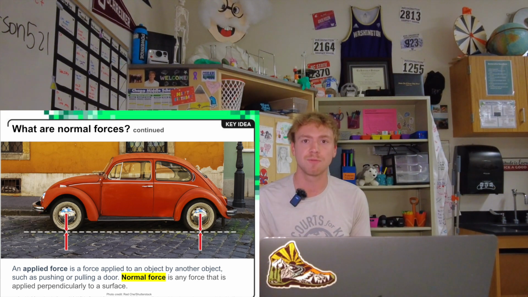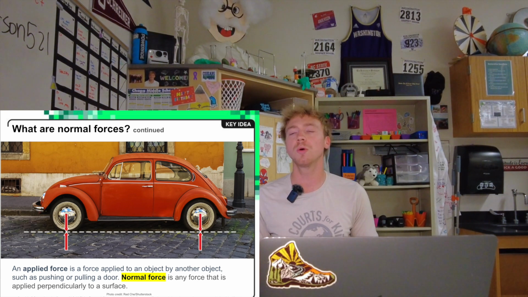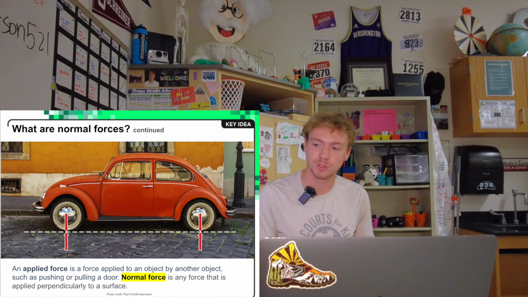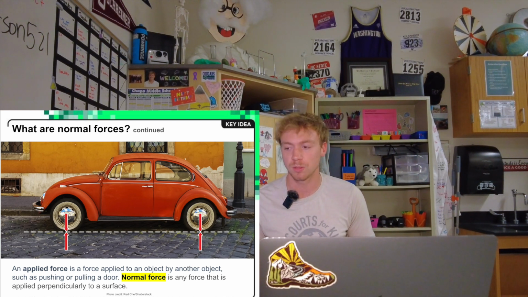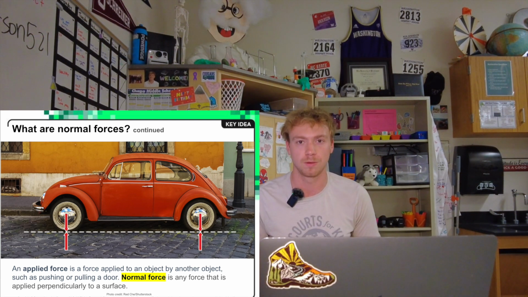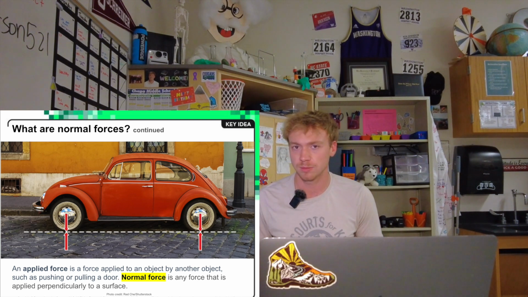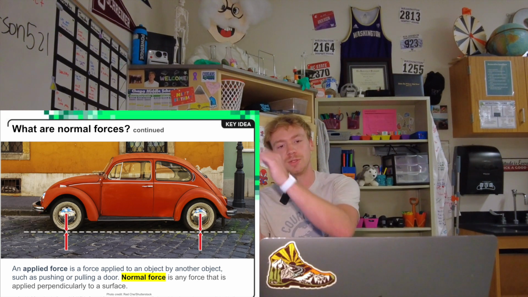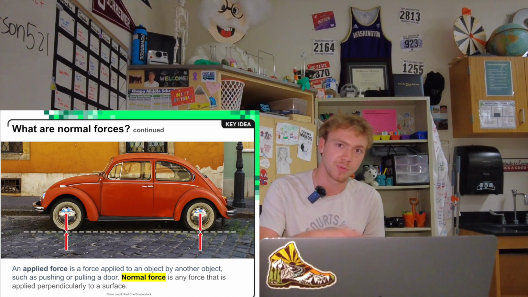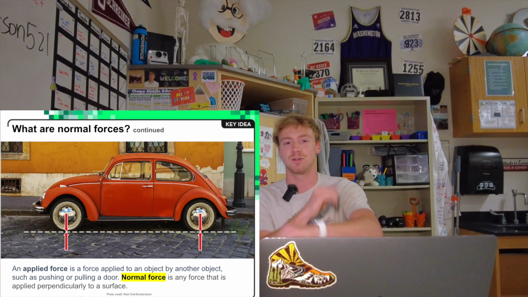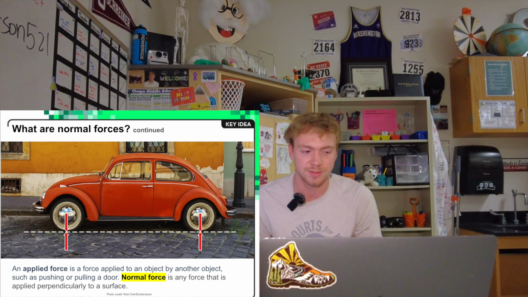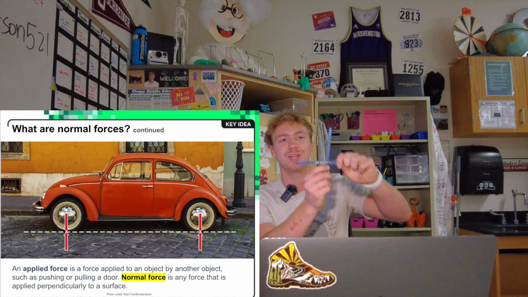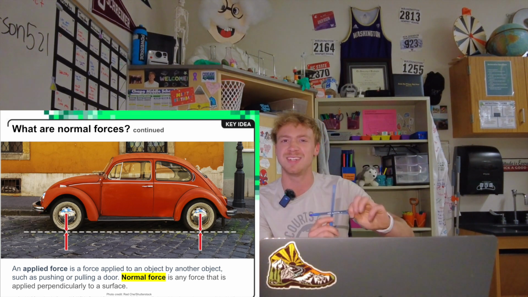On the other hand, we have normal forces. Normal forces are any type of force that's applied perpendicular to a surface. All right. The word perpendicular, which you might know from math class, is the opposite of parallel. Parallel is when lines never cross or never touch. On the other hand, we have perpendicular. These are two lines that intersect, and where they intersect, they form a straight line, and there's a little box that says it's 90 degrees.